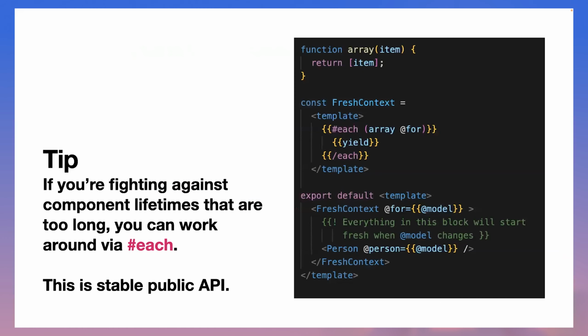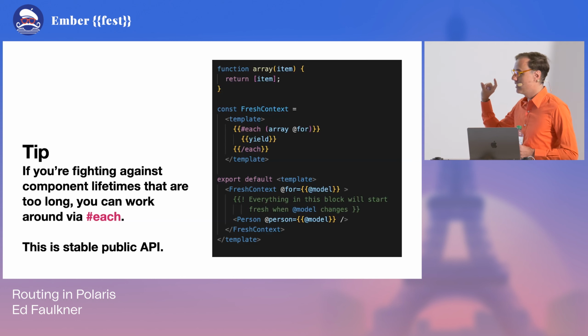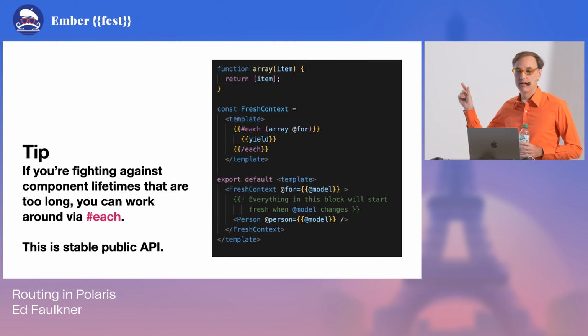As a tip, if you are fighting against this kind of pattern, you can control the lifetimes of a block of template. It's kind of a known hack, but it's a consequence of the public API of the each helper. If you know how the each helper works, it has a sense of identity. And as it goes through the items that it's rendering, it cares whether they're triple equals each other. And if they are, it will reuse the block in its body. And if they're not, it will not.